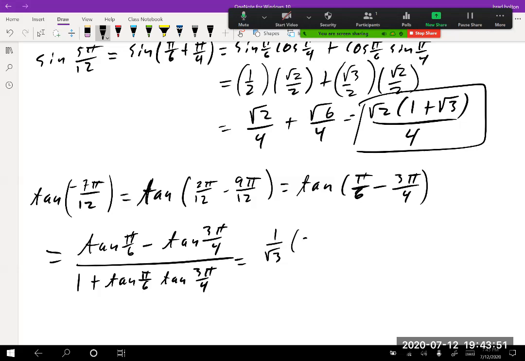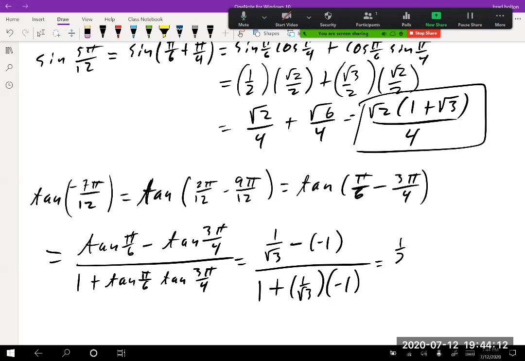So this is going to be negative 1, minus a minus 1, because 3 pi fourths is basically just 45 degrees in quadrant 2. 1 plus, now we know the tangent of pi over 6 is 1 over the square root of 3. We already did it. And tangent of 3 pi fourths is negative 1. So we end up with 1 over square root of 3 plus 1 divided by 1 minus 1 over square root of 3.